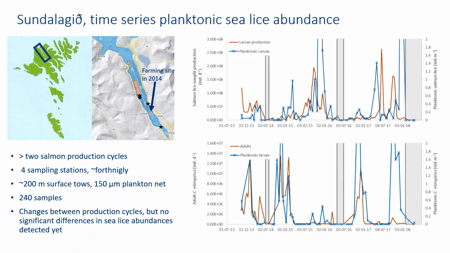But we have not been able to detect these changes in the abundances of the planktonic stages. The planktonic stages covary with the amount of lice on the fish. For the salmon lice, they're most abundant in the second year of production. And for the Caligus, they are most abundant in winter, but not every winter. For example, in 2016, there were almost no lice. And also in the last winter we sampled, there were plenty of lice in the planktonic stages, but none on the fish. And this is because of delousing activity.